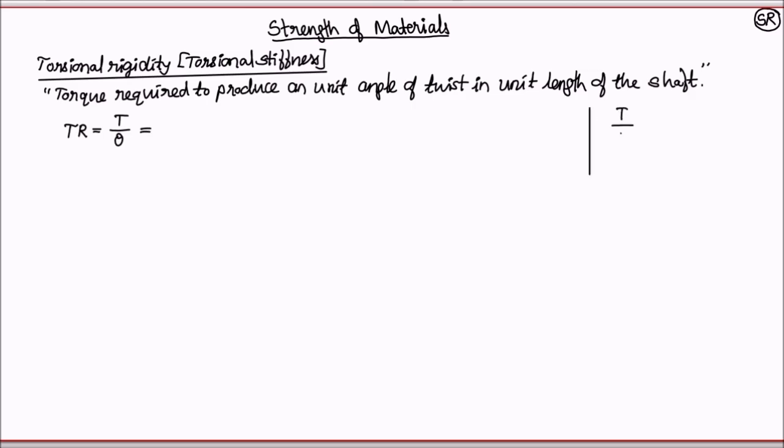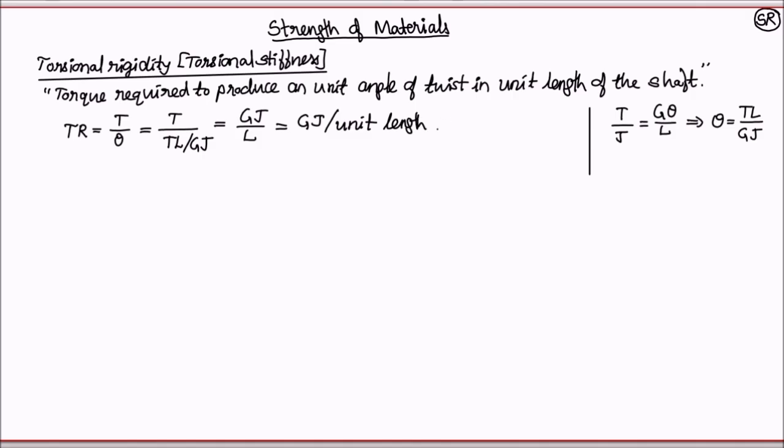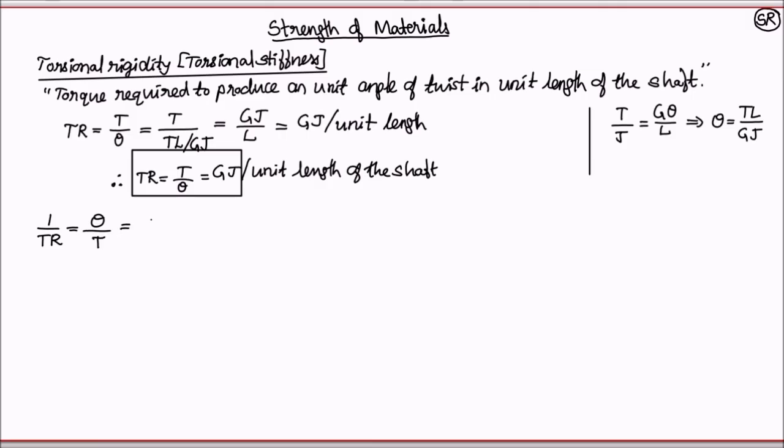But from the torsion equation, we know that T by J is equal to G theta by L. So theta is actually TL by GJ. When I substitute theta into the T by theta equation, I will get T by theta is equal to GJ by L. So torsional rigidity or torsional stiffness is equal to GJ per unit length of the shaft. When L is equal to 1, it becomes GJ. So T by theta is equal to GJ per unit length of the shaft. And the reciprocal of this torsional stiffness or torsional rigidity is called torsional flexibility.